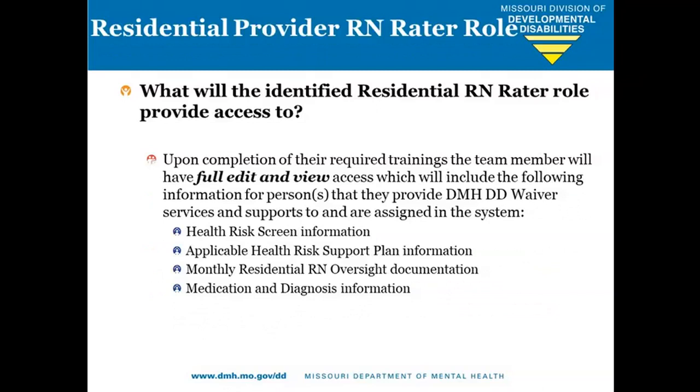What will the identified residential RN role provider have access to? Upon completion of the required trainings, the team member will have full edit and view access, which will include the following information for a person that they provide DMH DD waiver services and supports to and are assigned in the system. Health risk screen information, applicable health risk support plan information, monthly residential RN oversight documentation, medications, and diagnosis information.